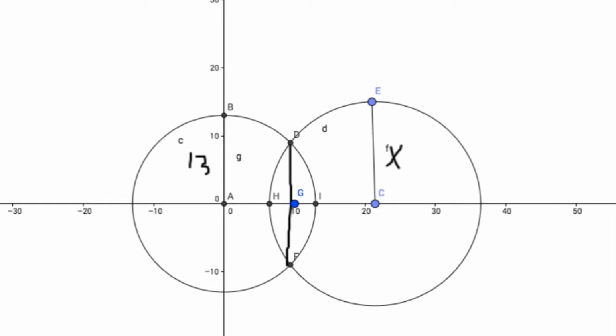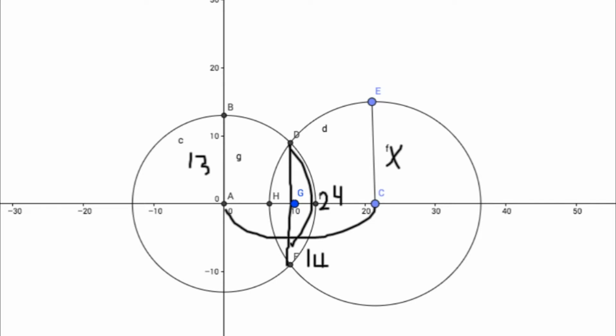We also know that our chord, given right here, is 24. And we know that the distance between these two circles' centers, shown right here, this is not drawn to scale, is 14.